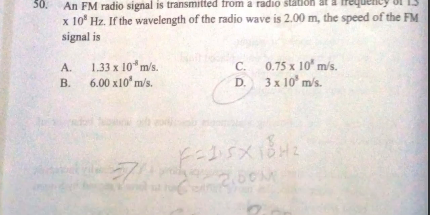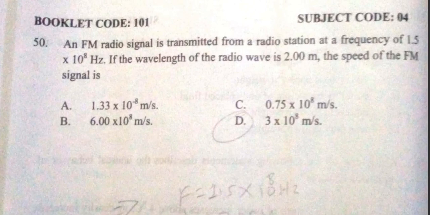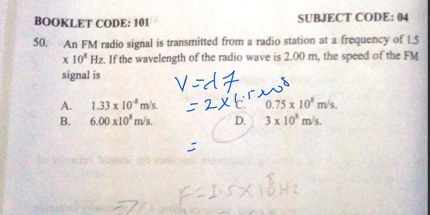50. An FM radio signal is transmitted from the radio station at a frequency of 1.5 times 10 to the power of 8 hertz. If the wavelength of the radio wave is 2 meters, what is the speed? Directly, v is equal to lambda times frequency, so 2 times 1.5 times 10 to the power of 8. Then the answer is 3 times 10 to the power of 8 meters per second.